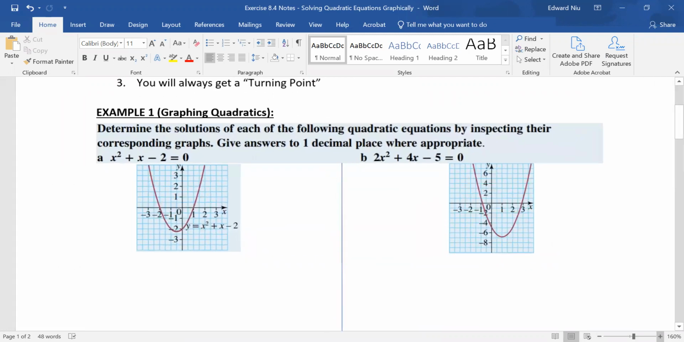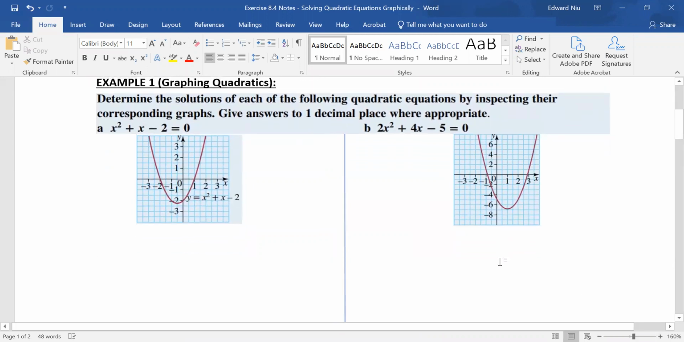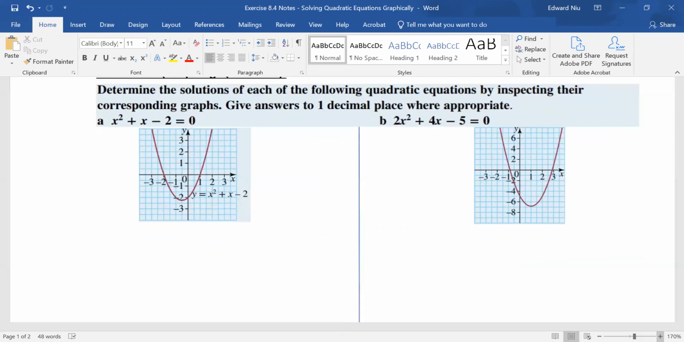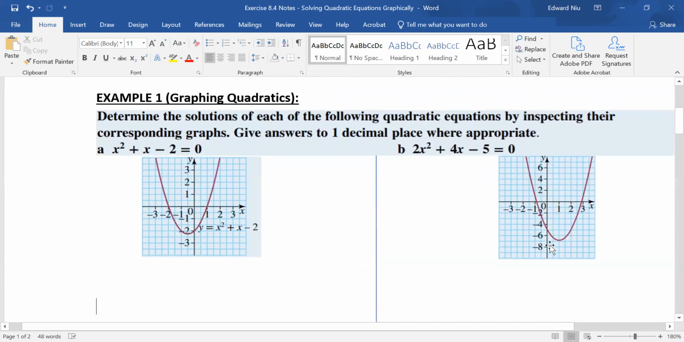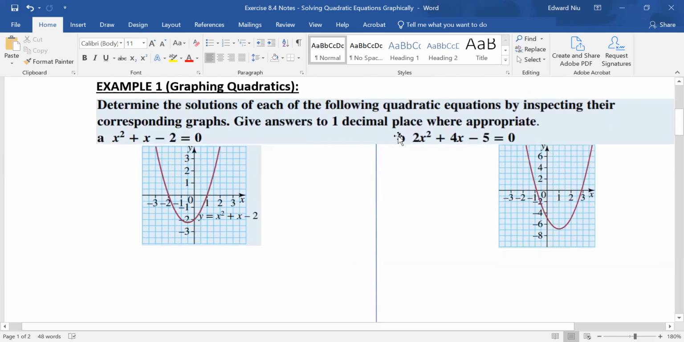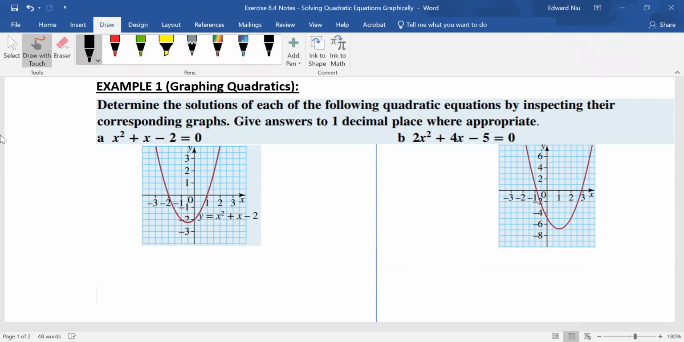So example 1. Determine the solutions of each of the following quadratic equations by inspecting their corresponding graphs. Give answers to one decimal place where appropriate. So here we've got x squared plus x, take away 2 equals 0, and they're giving us a graph like so, which represents the quadratic equation above. Now, let's see the features. So previously we learnt about finding the x-intercepts using factorizing and also the quadratic formula. Here we can see it visually.